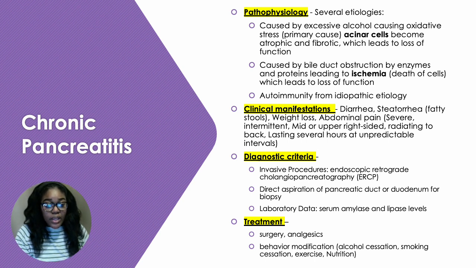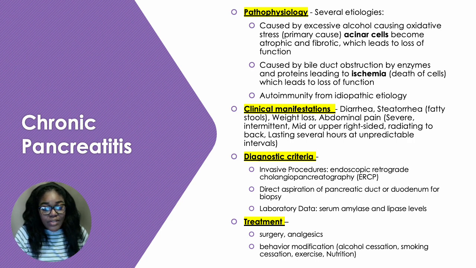And then they will look at your laboratory data. And this, we're looking at the amylase and lipase, but they will also look at those liver function enzymes we discussed earlier. They'll still pull that CBC, complete blood count, to look at everything else prior to doing an ERCP.